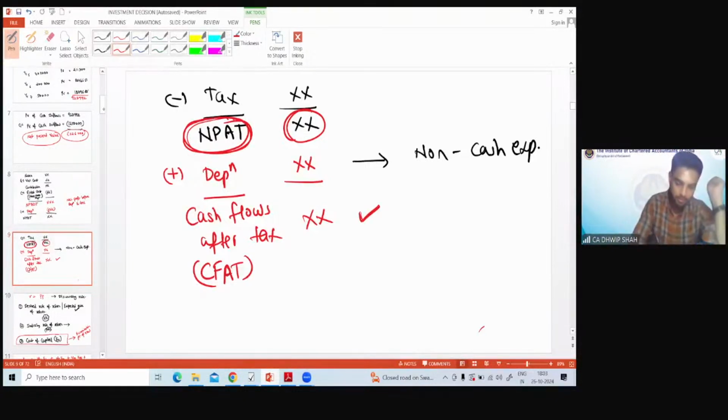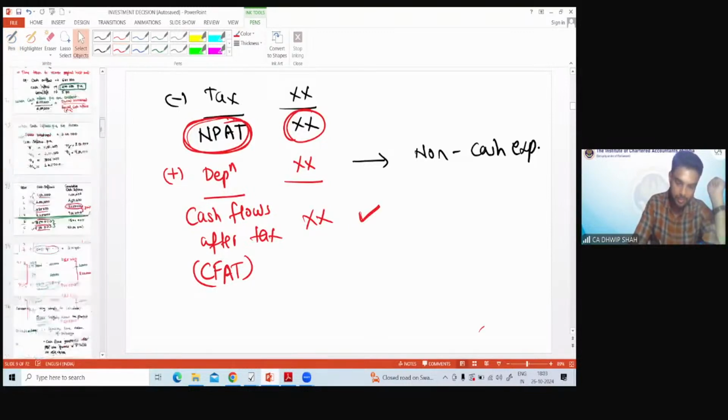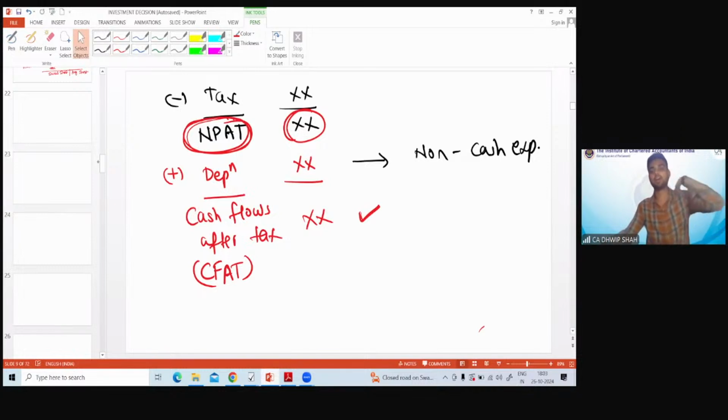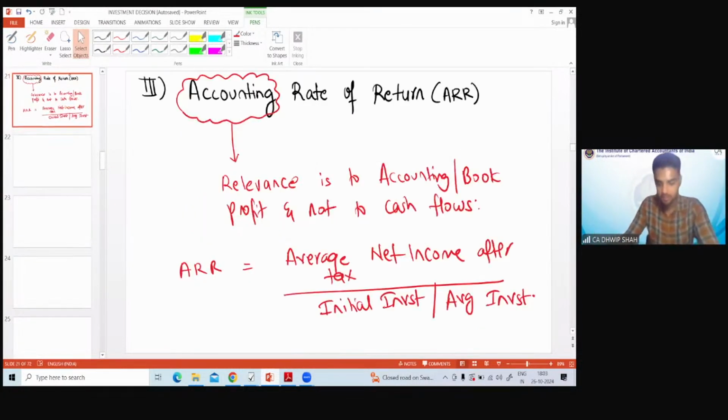Is everyone following? Here we are not concerned with cash flows. Here we are concerned with accounting profit because the name suggests it is accounting rate of return. It's a very simple technique. Instead of cash inflows after tax, we just need to take accounting profit after tax, an average of that. Okay? So let's understand this technique better by taking an illustration from the module.